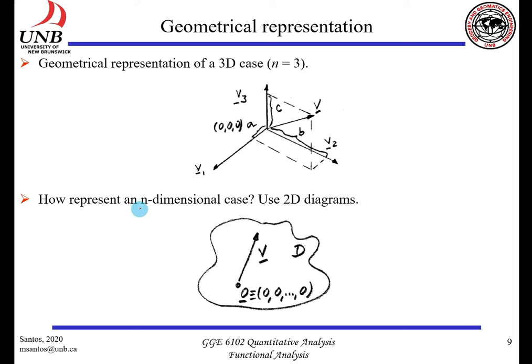How to represent an n-dimensional case? We are going to use diagrams. So this is a two-dimensional diagram that is representing now an n-dimensional case. What we see here is the actual vector v. We are not drawing the basis of this space.